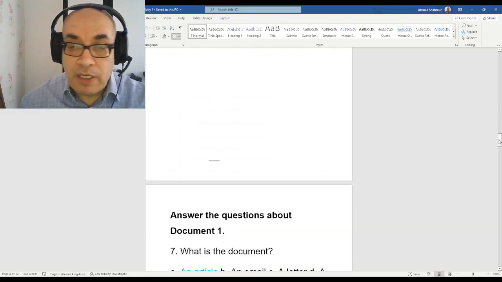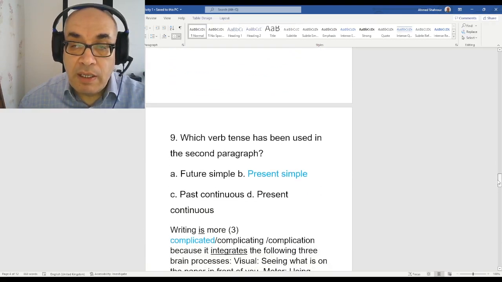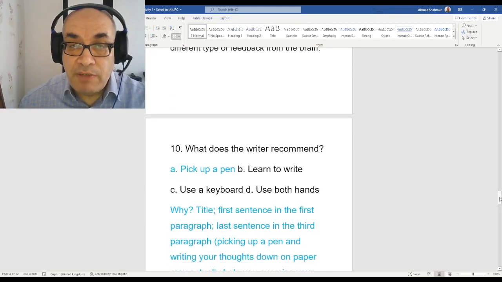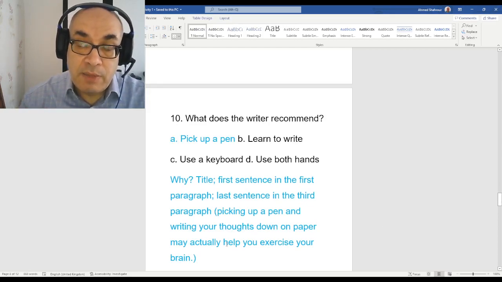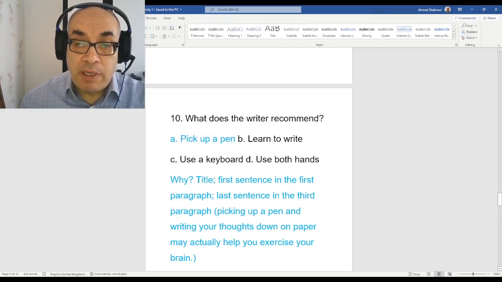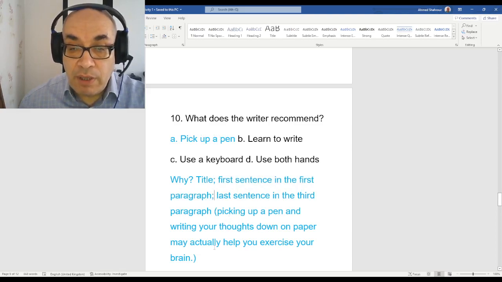So as I said, it's difficult to explain the reading exam, because every time I have to go back to the text. That's why I told you at the beginning, take a picture of the text or write the text down, and then you can look at the text and you can see the answer. So the correct answer for number 10 is pick up a pen. Why? Because in the title we have this answer. The first sentence in the first paragraph tells me that pick up a pen is the correct answer. And also, as you can see, picking up a pen and writing your thoughts down on paper may actually help you exercise your brain. So these are taken from the document 1.